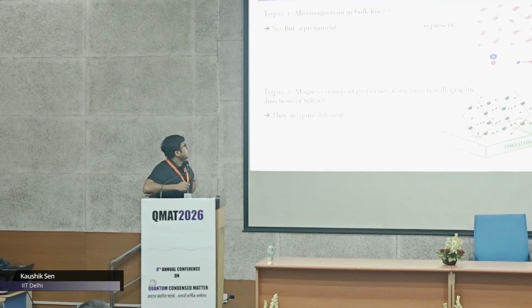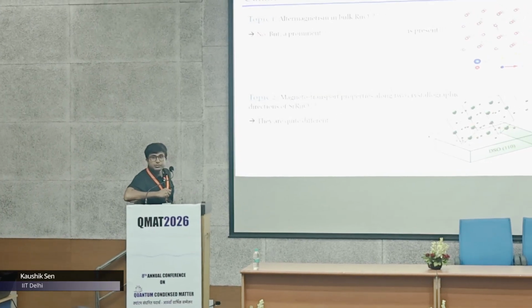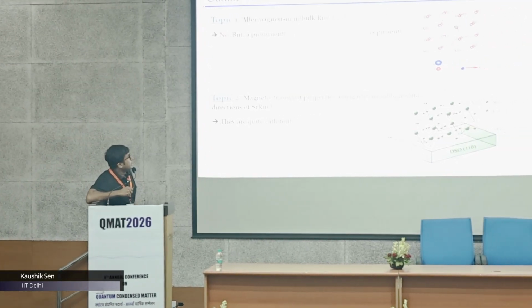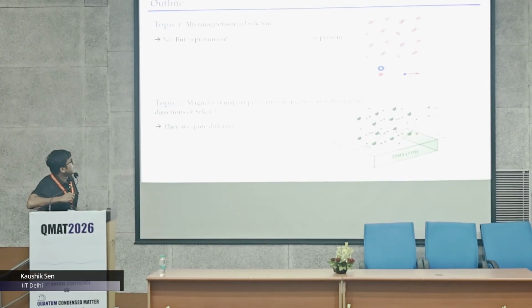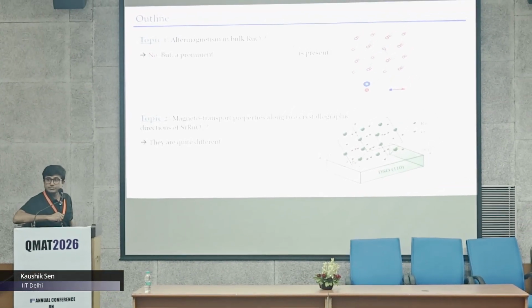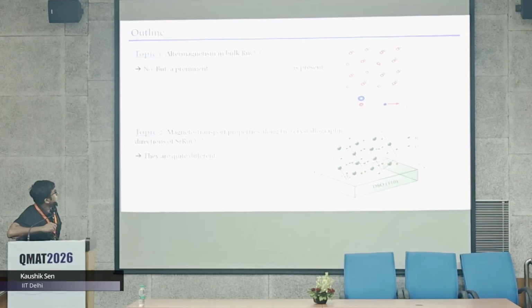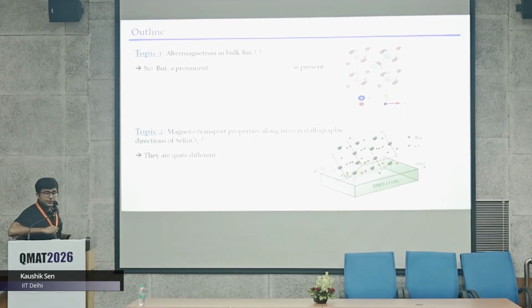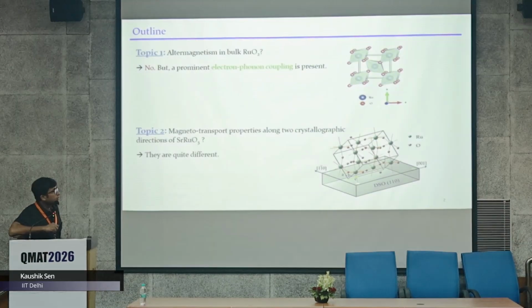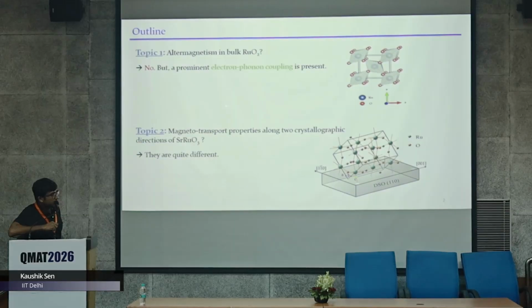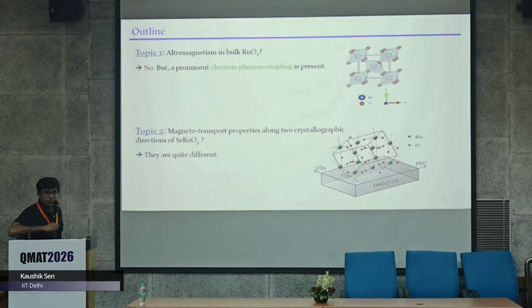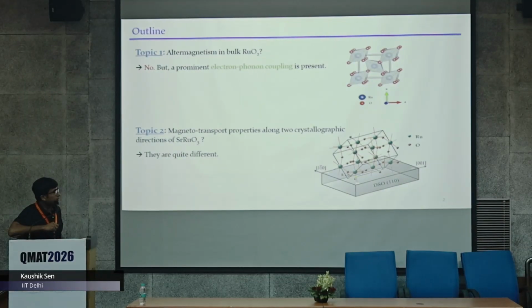So first, the question was RuO2, a very famous compound. By now you know whether altermagnetism exists in RuO2 or not. The result is we didn't find any indication. Of course, it's a different technique. We wanted to find out spin phonon coupling, but we didn't find it. But we found electron phonon coupling that I'm going to talk about.